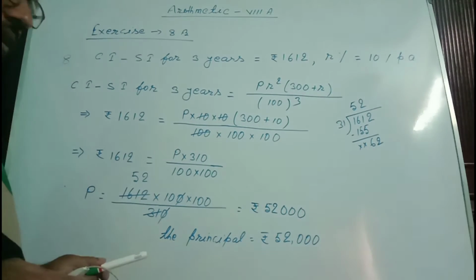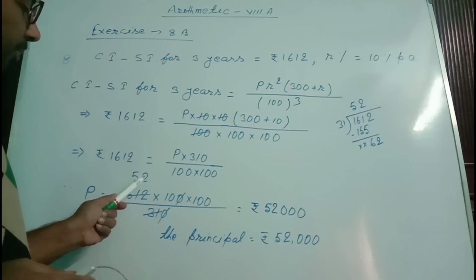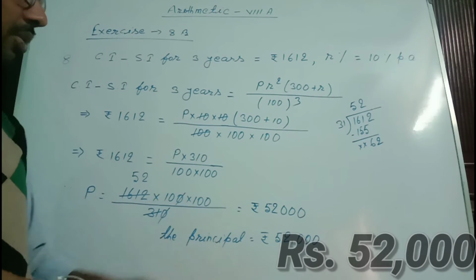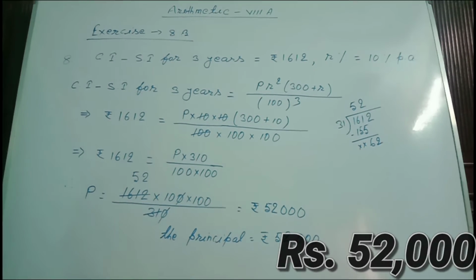So these two are cancelled. I wrote here 52. Now 52 upon 3 zeros, so it became 52,000. So the principal is rupees 52,000.